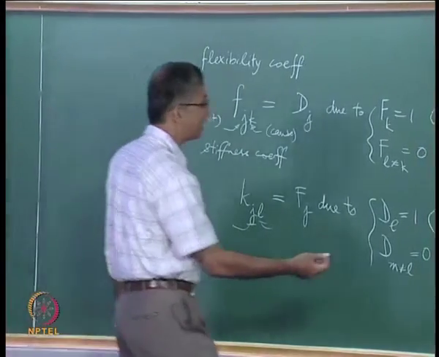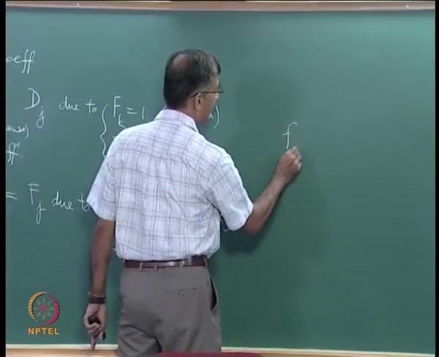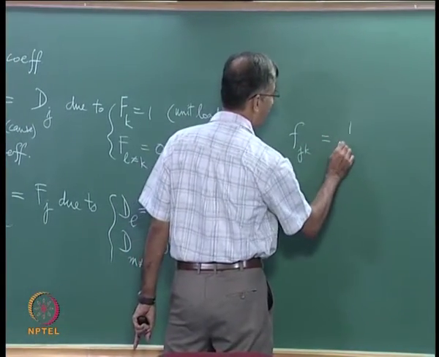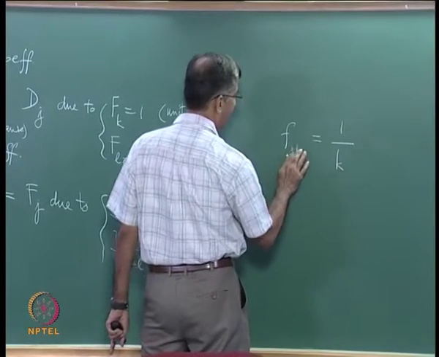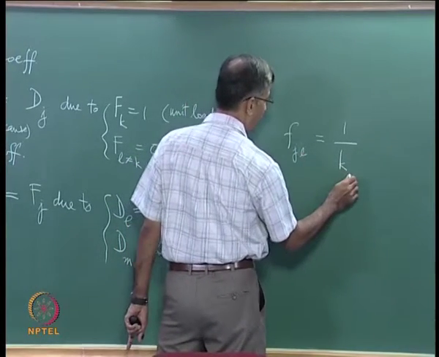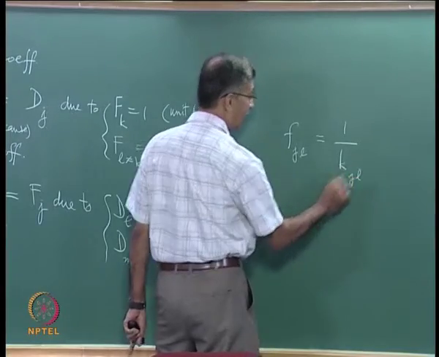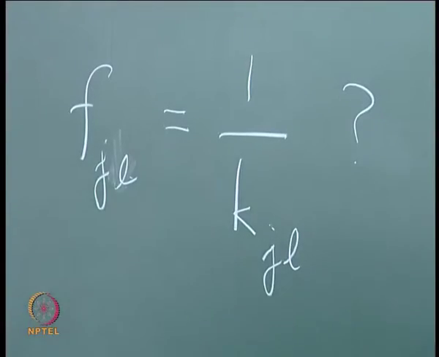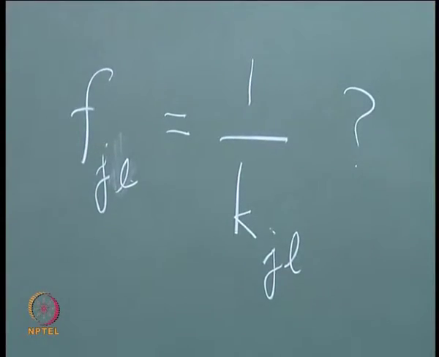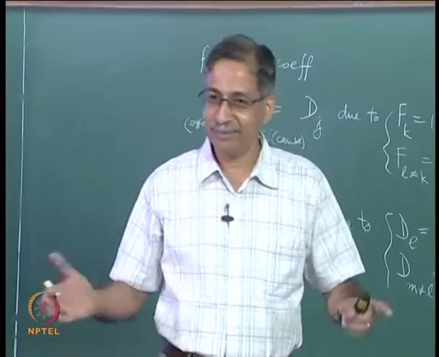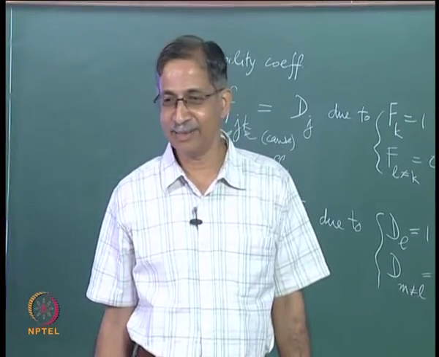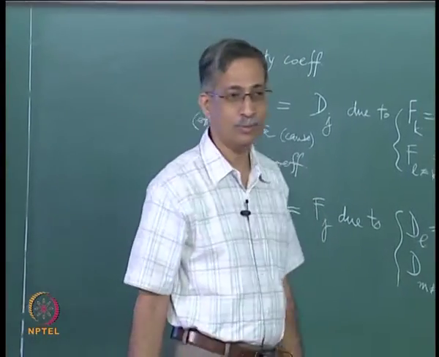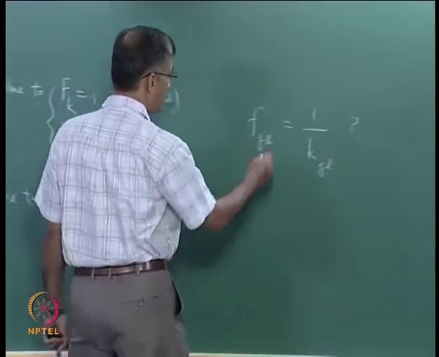Is it right to say that the flexibility coefficient Fjk for a given structure is the reciprocal of let us say Fkj? Is this right? That is what one of you suggested. Is it right or wrong? After all, we have been told that one is the reciprocal of the other. Is it true? This is not true. Why is it not true? This is wrong.